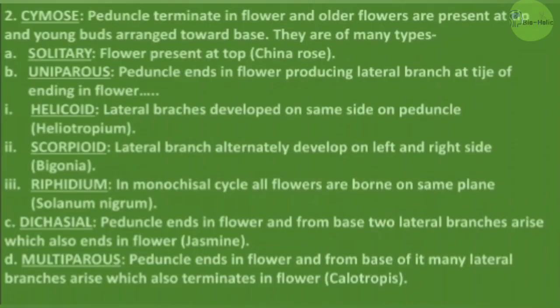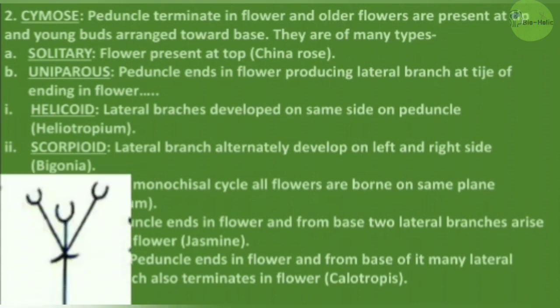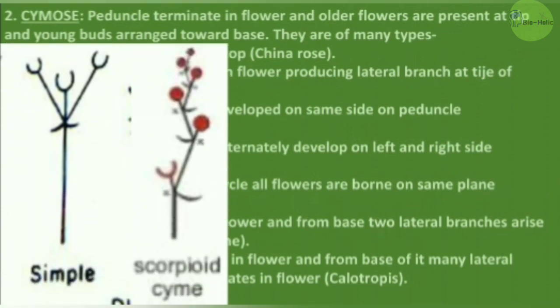Second one is the cymose. If peduncle terminate in flower and older flowers are present at the tip and young buds arranged toward the base, it is called as cymose. They are of many types: the solitary, the uniparous. Uniparous can be of 3 types: the helicoid, scorpioid and rhipidium. The third is the dichasial and the fourth is the multiparous. These are the diagrams presented.